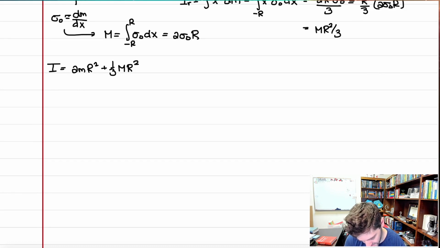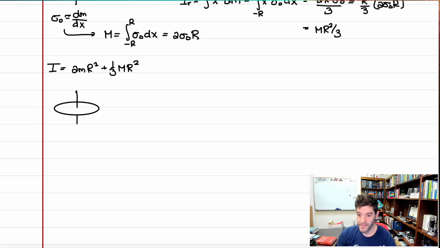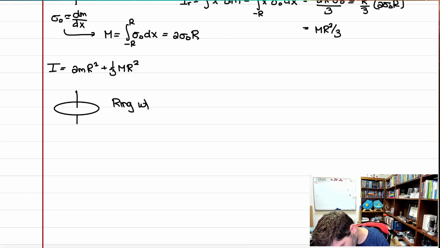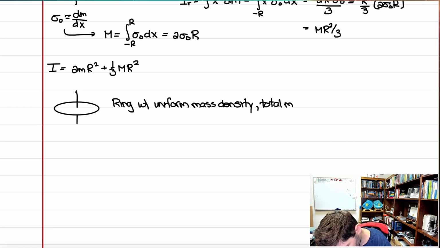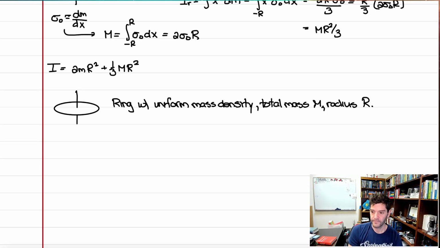Let's take one of those ones that you remember kind of having to look up in your textbook during intro physics. Let's do a ring with uniform mass, or uniform mass density. It has a total mass, capital M, and radius, capital R. What is the rotational inertia of this ring?